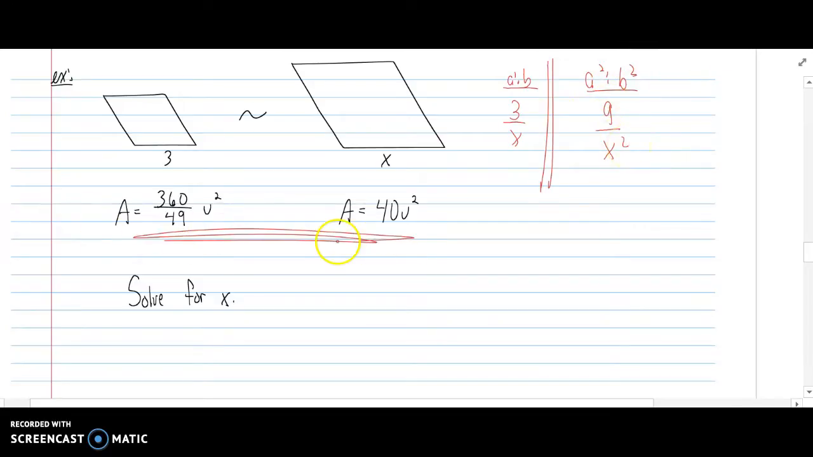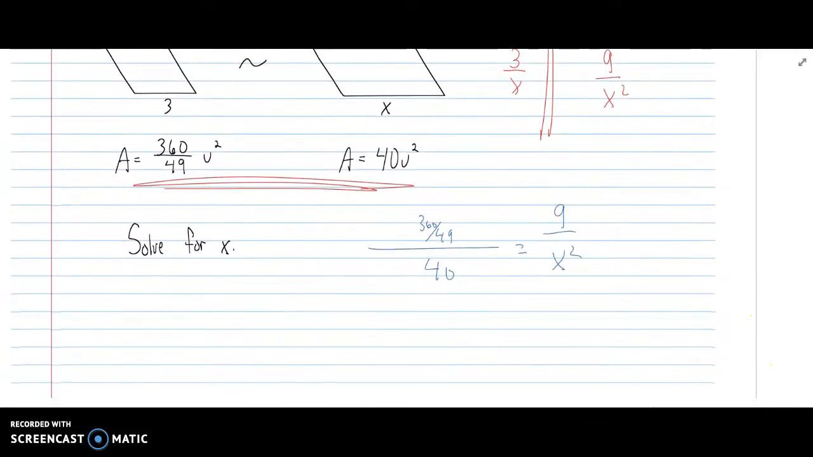We actually have the areas, so we're going to set these two fractions equal to each other. 360 over 49 divided by 40. So the actual areas is equal to the ratio of the areas. With this, we can cross multiply. 40 times 9 is 360.